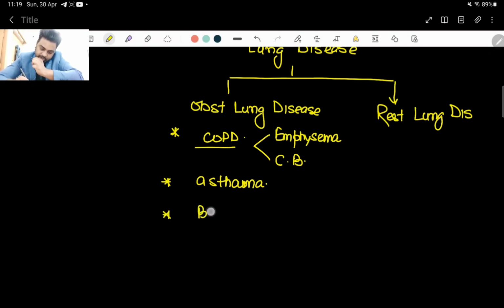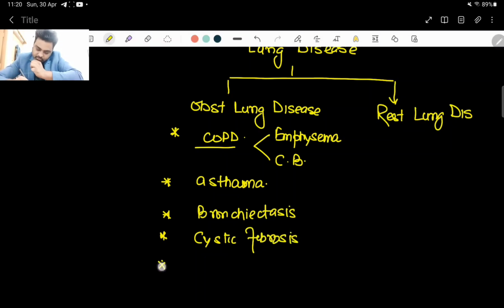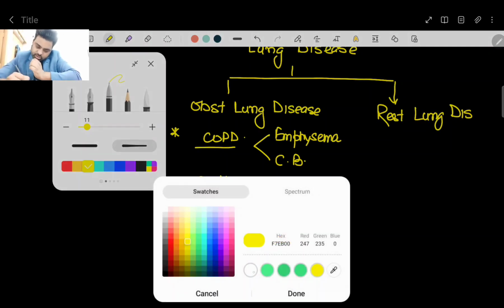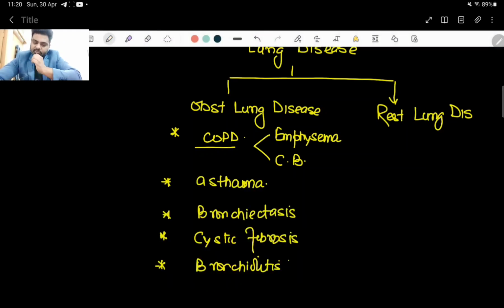Third, bronchiectasis. Then we have cystic fibrosis. Then we have bronchiolitis, that is inflammation of the small airways. Then coming to the restrictive lung diseases.